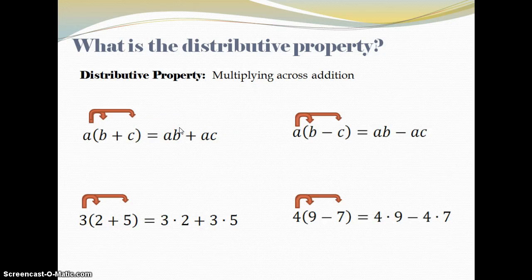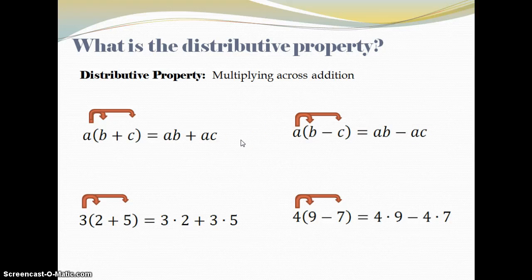The same thing applies with subtraction. You're going to go to the outside number, or in this case variable, and multiply the outside variable to the first term, A times B. Make sure you carry over the subtraction sign, go back to your outside term, multiply it to the second term, A times C. So this expression simplifies down to this after we have distributed.